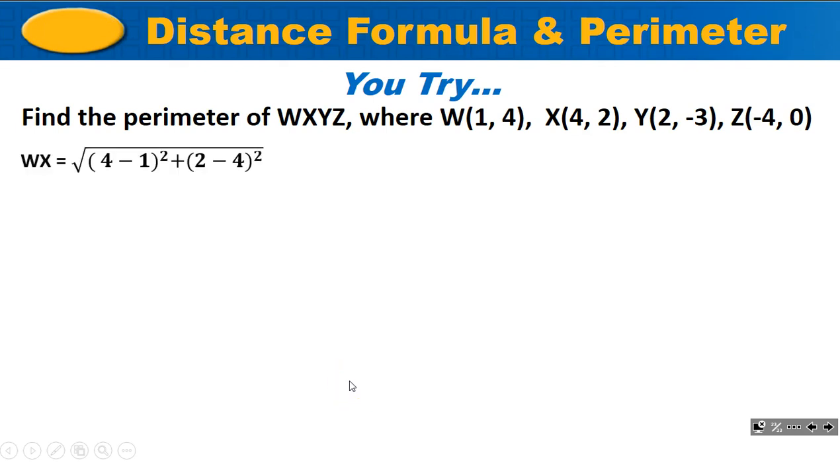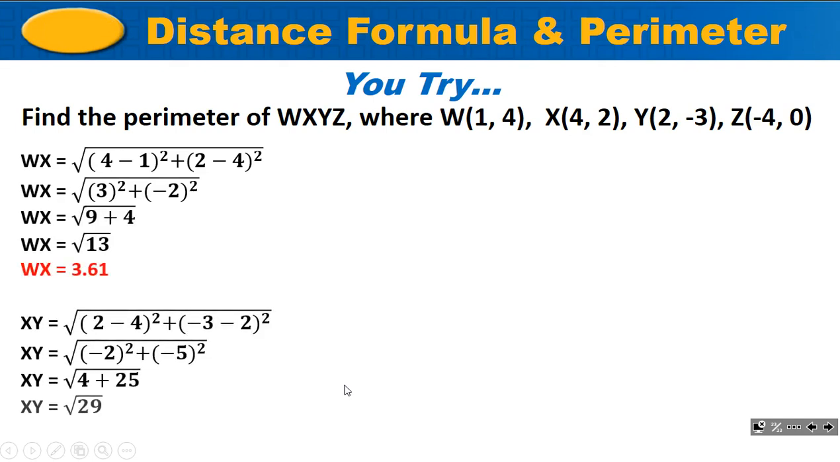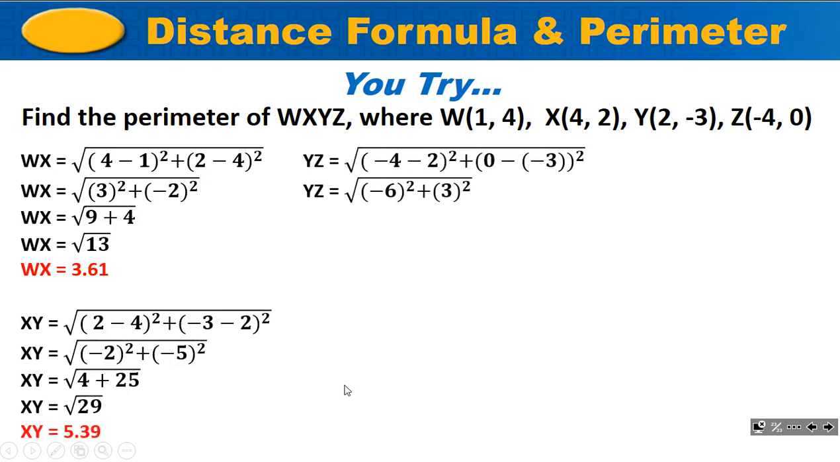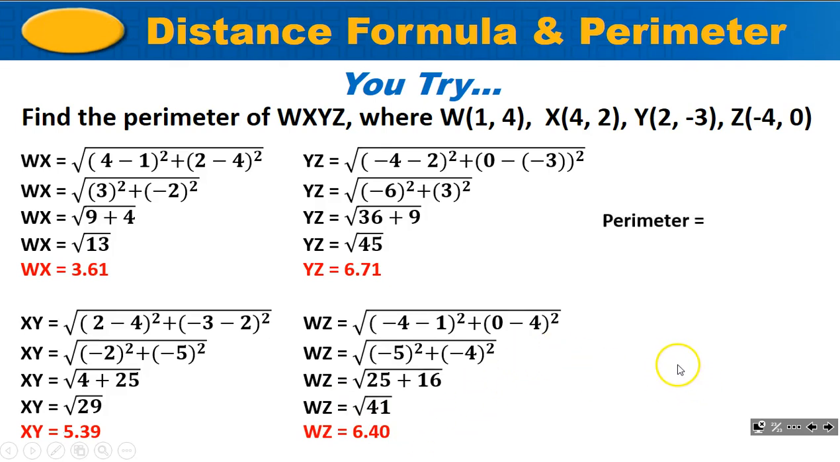Okay, so WX, when we do it, we get 3.61. XY is 5.39. YZ is 6.71 and WZ is 6.40. Now to find the perimeter, which is what we're being asked here, we add those 4 lengths together. When we do that, we get 22.11.